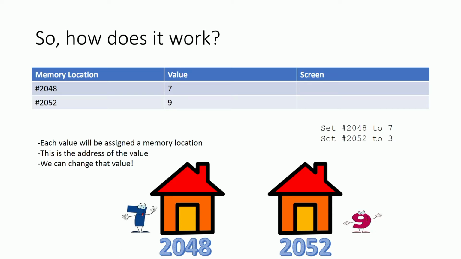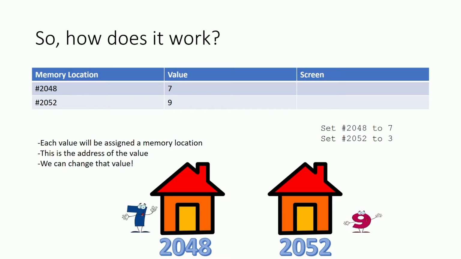And these are kind of like boxes or houses that you can imagine them as. And they store the values. So you'll see there's two values we have right now, 7 and 9. 7 is located in 2048 and 9 is located in 2052. Each value is assigned the memory location, and that's the address. And then we can change that. So just like in real life, the address may stay the same, but the people who live there will change over time.